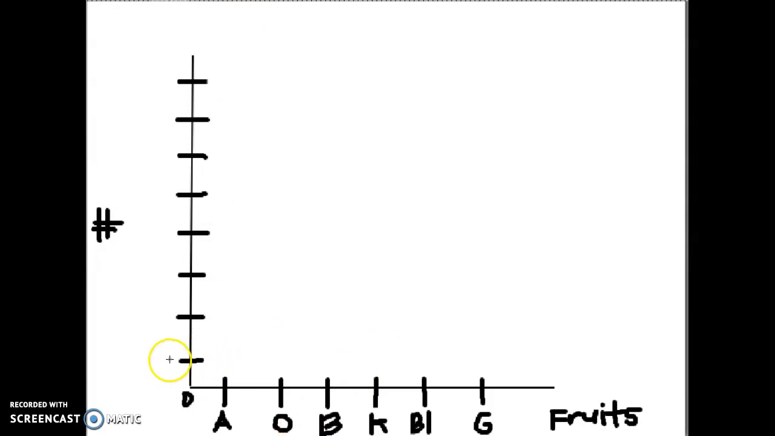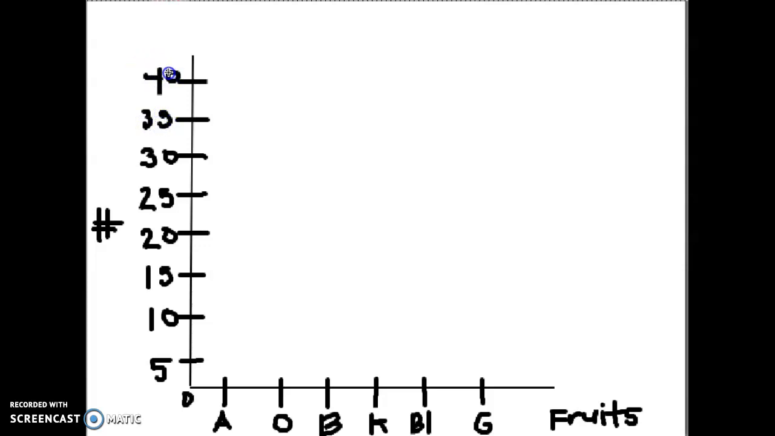So our first one is 5, 10, 15, 20, 25, 30, 35, 40. Okay, so now what we're going to do is make our bars.